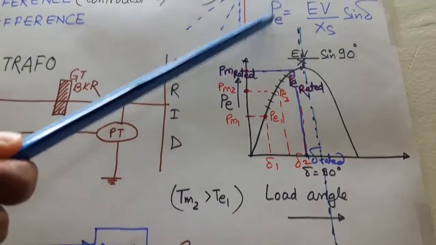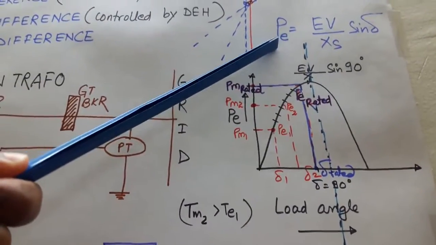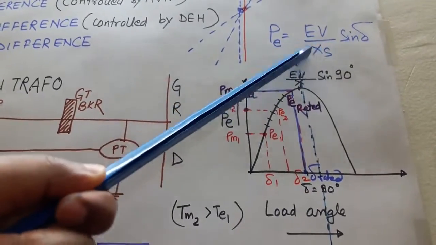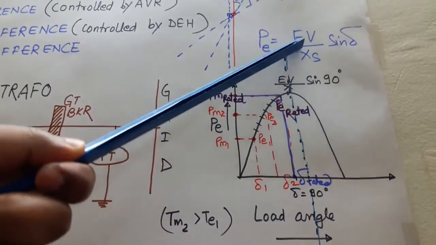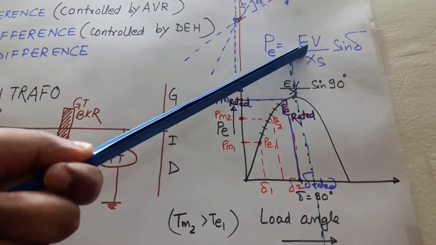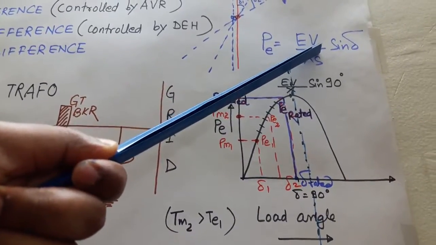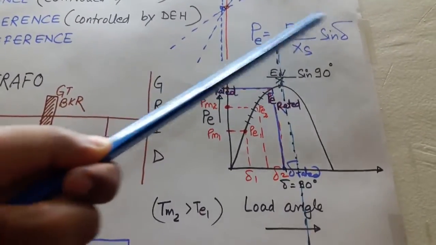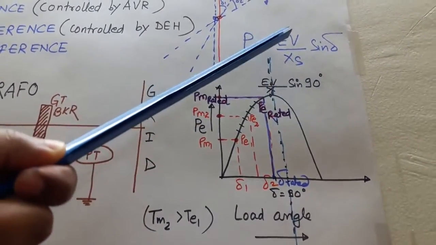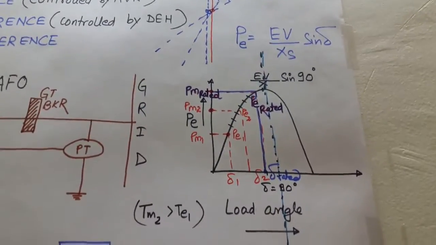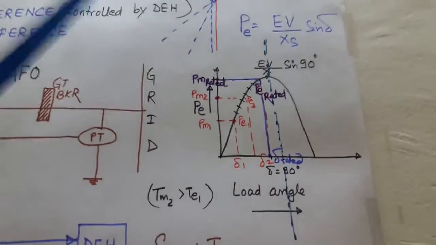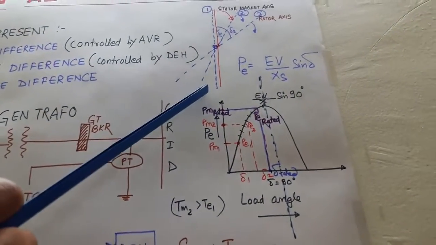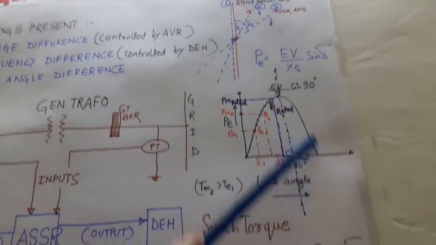We know that electrical power delivered by the generator is equal to EV upon XS sine delta, where E is the induced EMF of the generator, V is the system or grid voltage, XS is the net reactance between both of them, and delta is the angular deviation between E and V. If I plot this equation in the delta and P plane, I will get a sinusoidal curve like this.